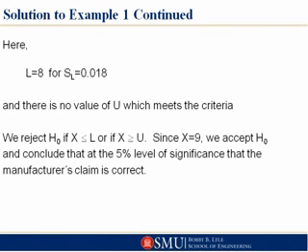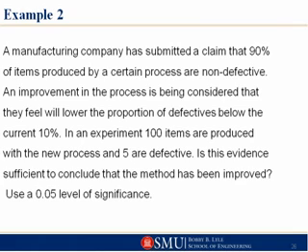So we reject the null hypothesis if X was less than this value L, 8, and since X is equal to 9, we would accept it and conclude, with 5% level of significance, that the manufacturer's claim is correct. Okay, again, we're going to probably go through some better examples in class than that one.